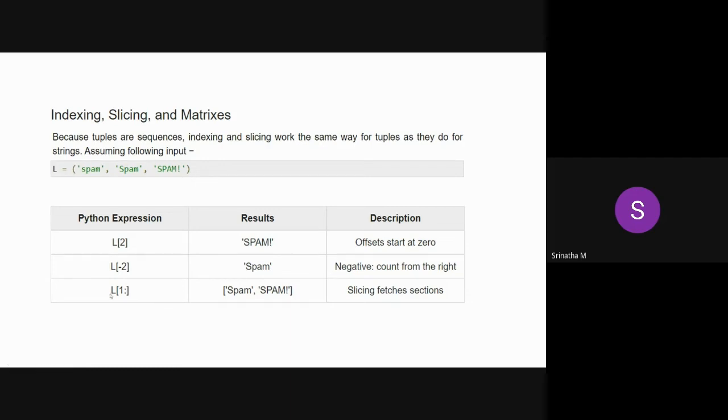And if you are not given any indexes, and you are given only the colon, then it means that the whole list will be fetched here. The whole tuple will be fetched. Okay, these operations are. Or else suppose you are not given the first index and you are given the second index, by default it starts from 0, the beginning, and it will go up to 1 less than the second index.